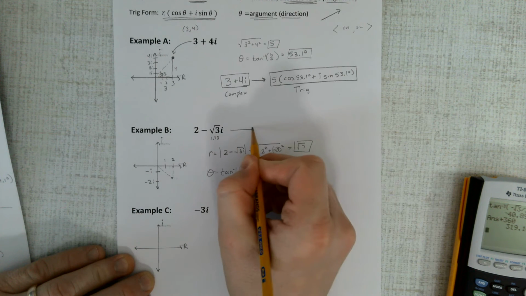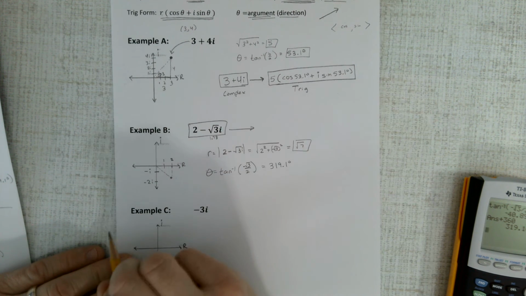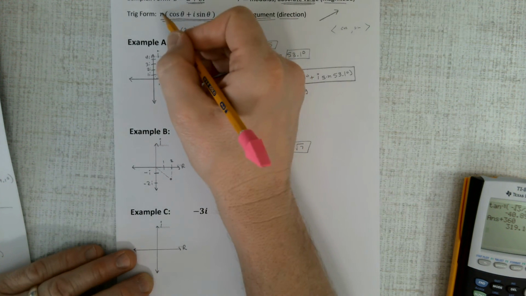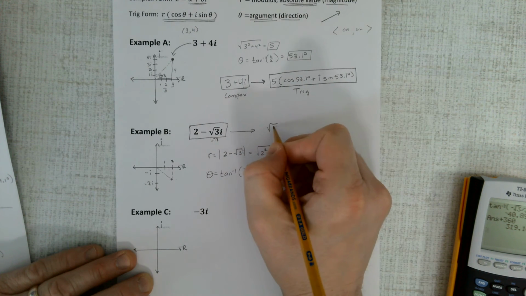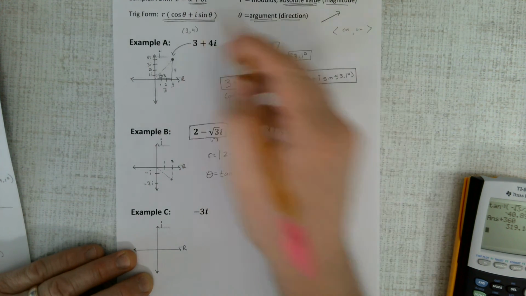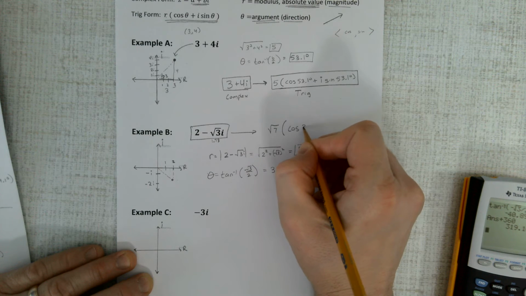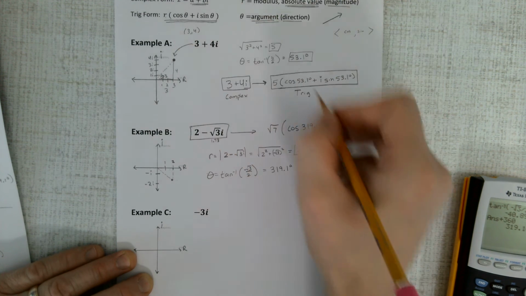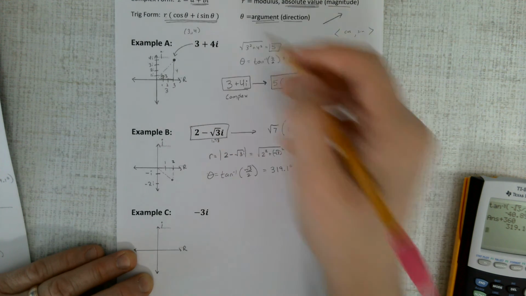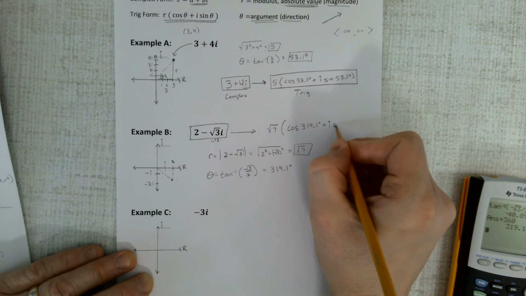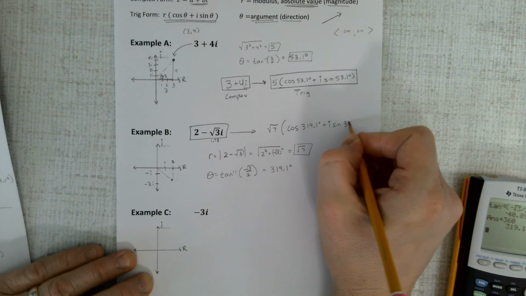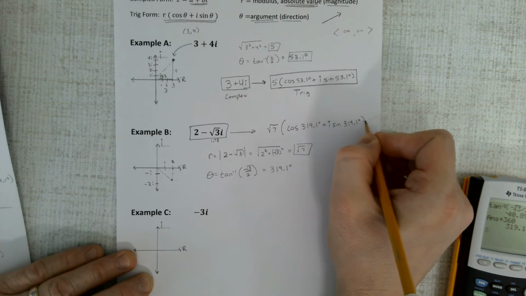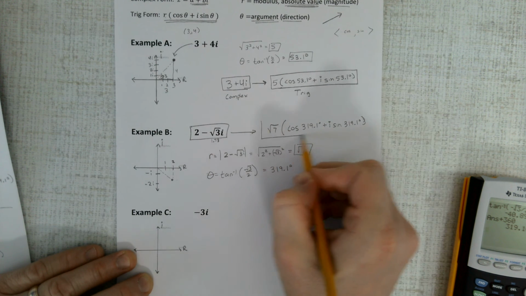So here we go, ready? Complex number here, trig form: r, root 7, cosine of 319.1 plus i sine of what? It's the same exact angle. And there you go.